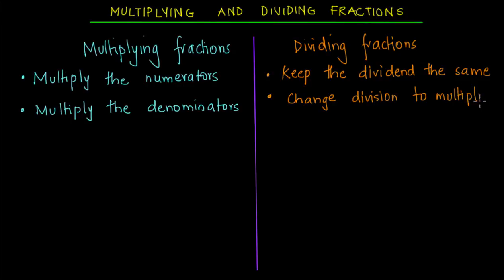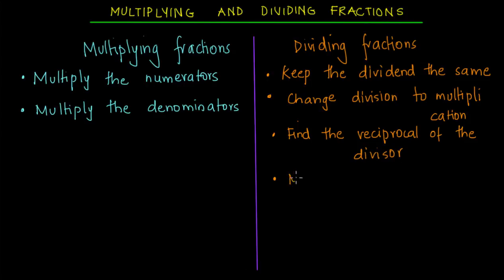And since we are now multiplying by the reciprocal, we have to find the reciprocal of the second number, which is called the divisor. So let's write that down. Find the reciprocal of the divisor. And once we have done that, we just multiply as usual.